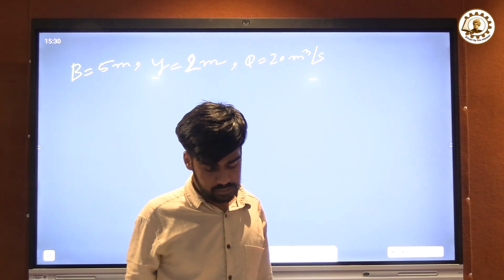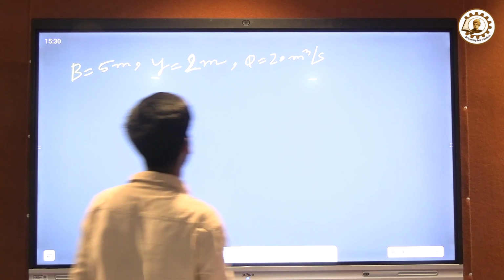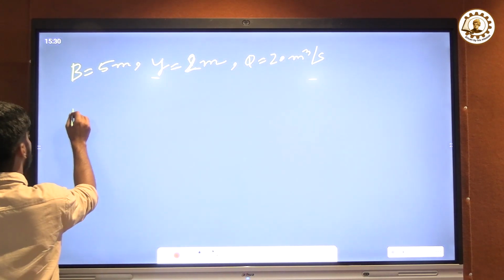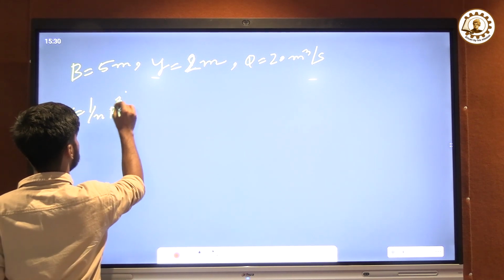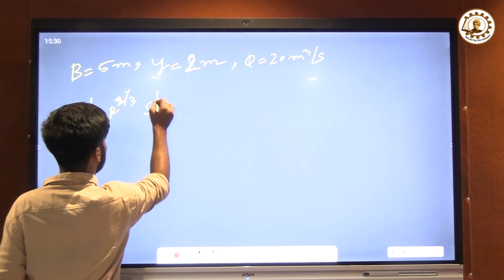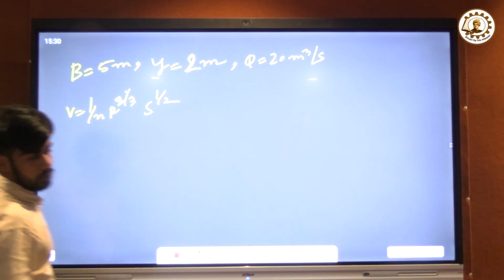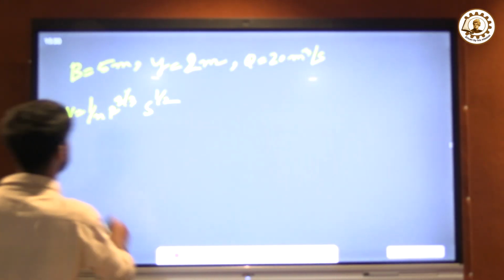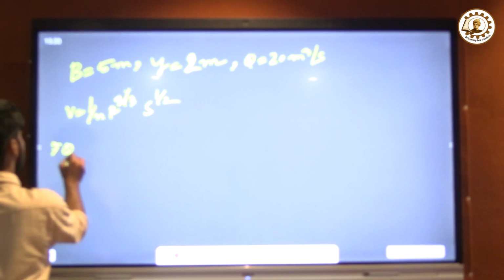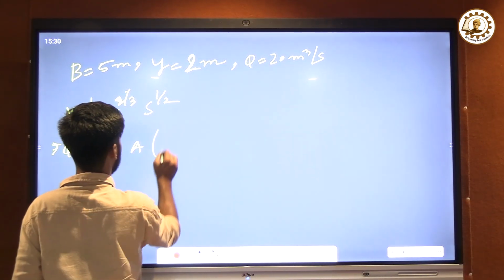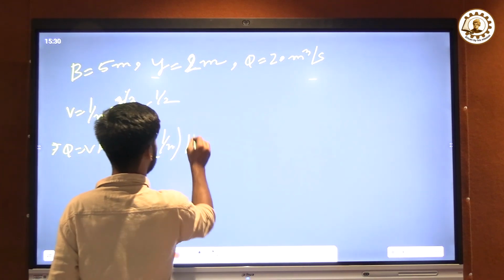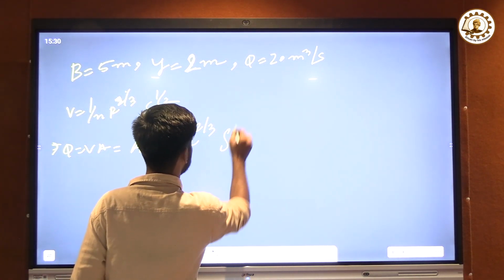Then what will be the slope of the channel? Now we know Manning's equation: V equals 1 by n R to the power 2 by 3 S to the power half. Then Q equals V into A, which will be A times 1 by n R to the power 2 by 3 S to the power half.